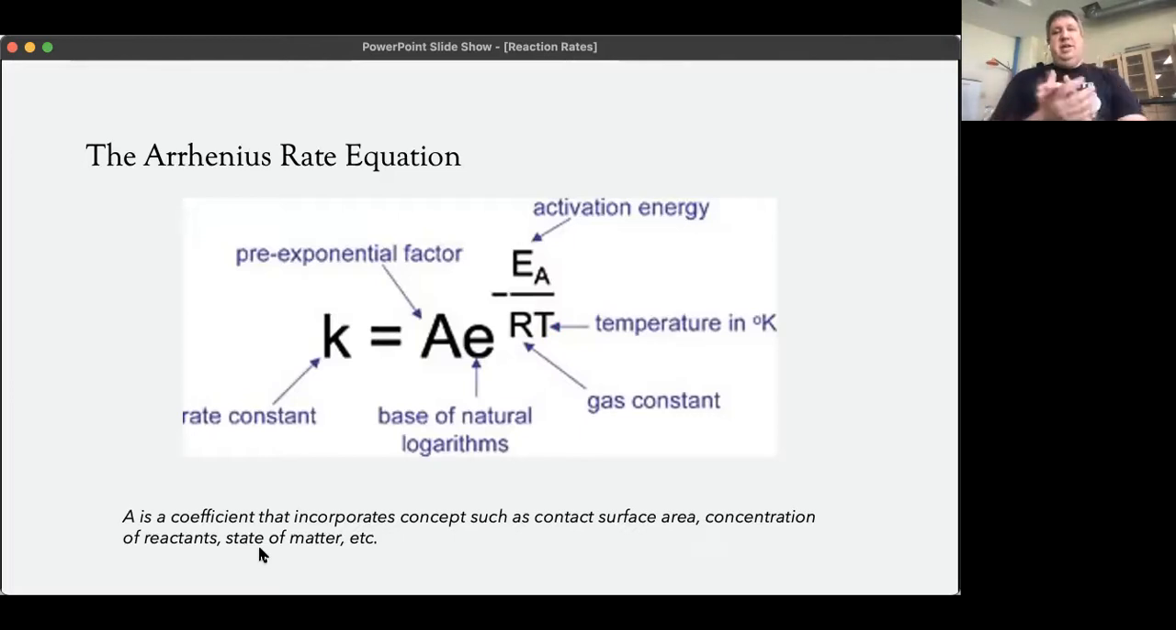incorporates concepts such as contact surface area, concentration of reactants. If you can imagine, if you put more people onto the ice rink during public skating, there's a greater chance that people are going to collide. So that's increasing the concentration of reactants increases the chance of collisions, increasing the pressure, so squeezing the reactants into a smaller space, giving more surface area for the reactants to touch will also increase the reaction rate.